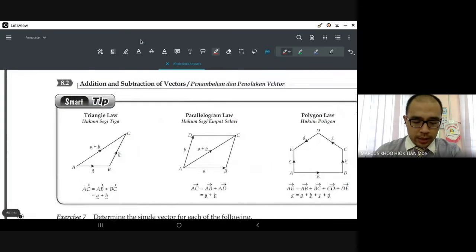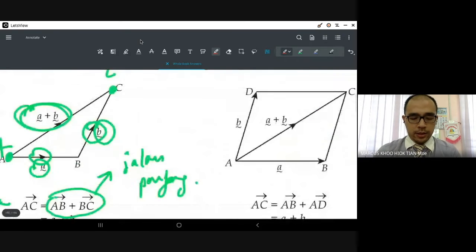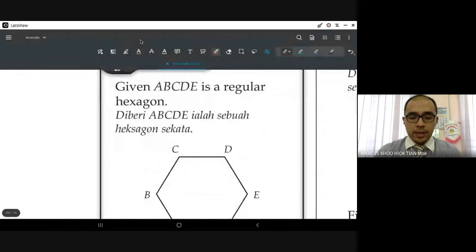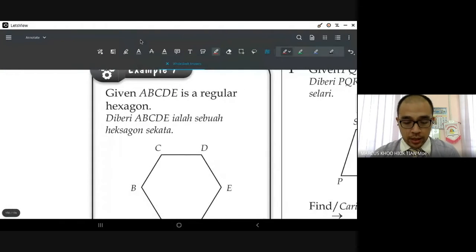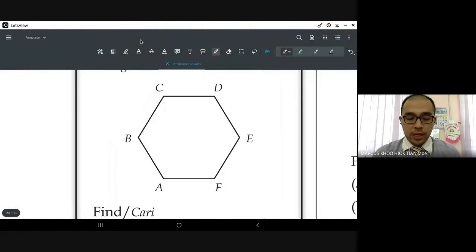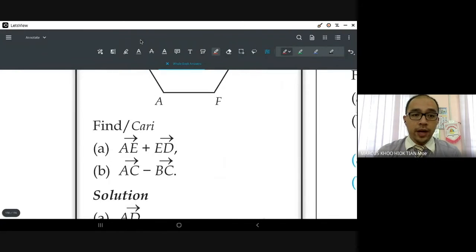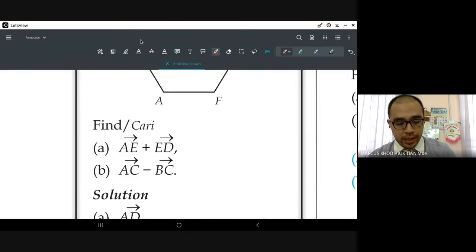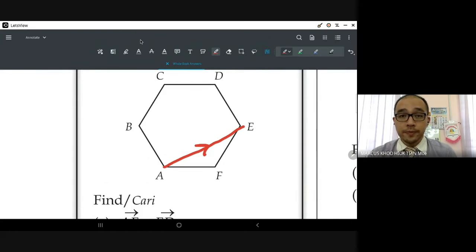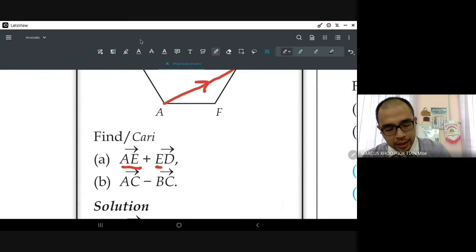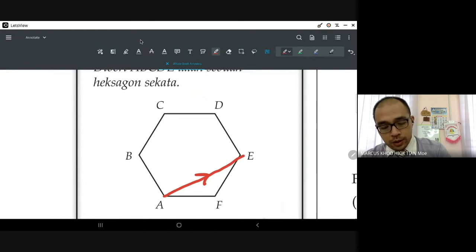So let's take a look at this example. You have A, B, C, D, E is a regular hexagon, in this case. So find AE plus ED. AE, mari kita lukis the direction. AE is over here. Kan? And then ED, dia cakap dari E ke D. So, this is ED.